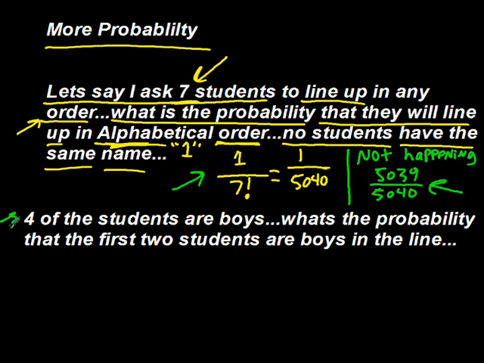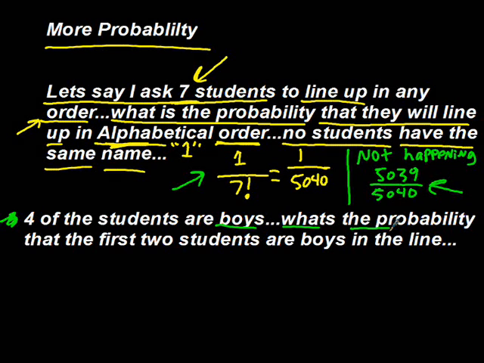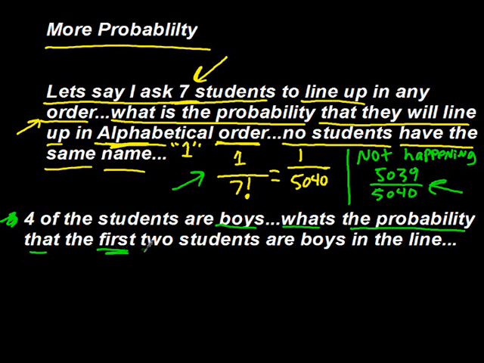Let's say we have 7 students that are lining up, and 4 of the students are boys. What's the probability that the first 2 students in the line are boys? Well, we need combinatorics for this. The total number of combinations of different kids to be at the front is 7 choose 2. There's 7 students, and we choose 2 people to be in the first 2 spots in line. I know that 4 are boys, but I can only choose 2 of them to be there, so I have 4 choose 2 boys for the front of the line.